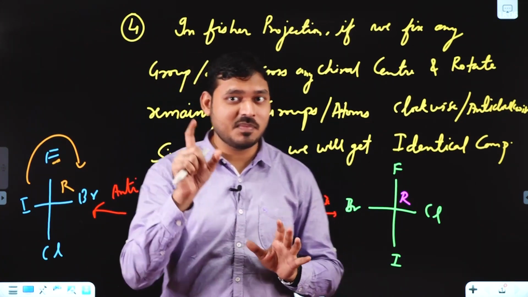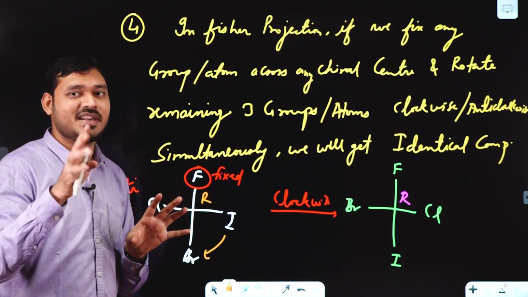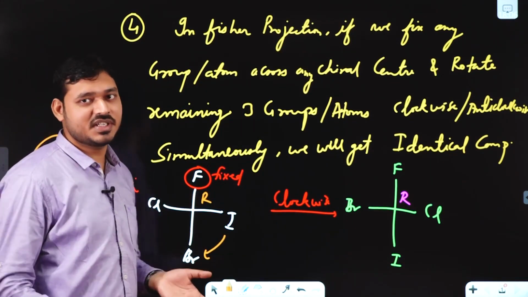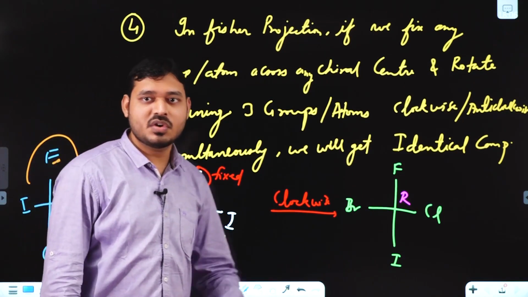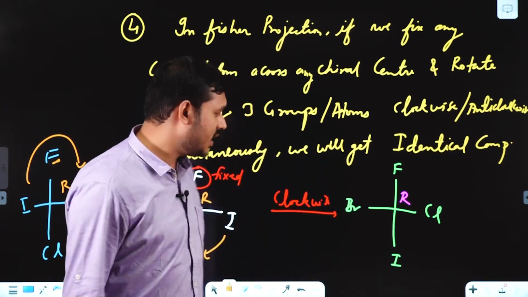Why is it happening? Let me clear it up for you. If you are doing such a thing, you are actually doing an even interchange. So when you make an even interchange, you will get an identical compound. So I think everyone is clear through these 4 rules. Okay, so let's continue.